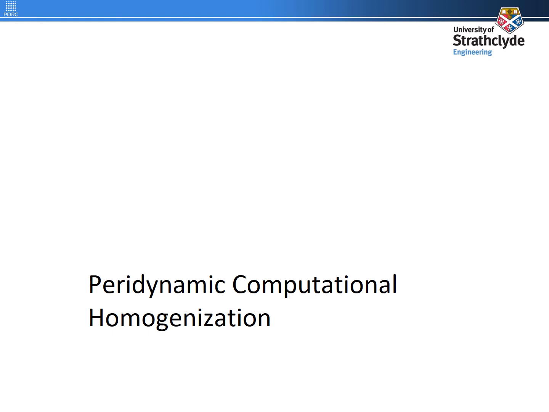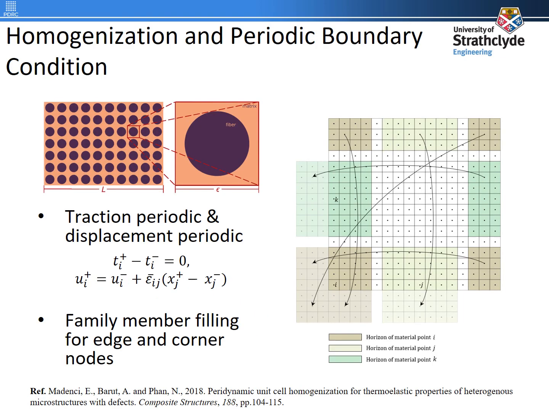Next, we will have a quick overview of our ordinary state-based peridynamic unit cell homogenization approach. One of the reasons to do homogenization is to transform a difficult problem into an easier one. Running numerical analysis on macroscopic periodic structure directly could easily overwhelm our computational capacity, even for modern supercomputers, when we are facing millions of degrees of freedom.